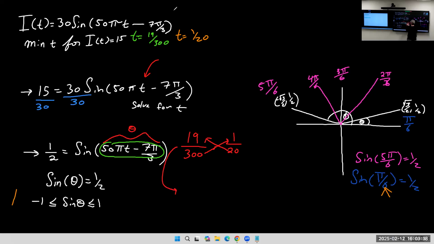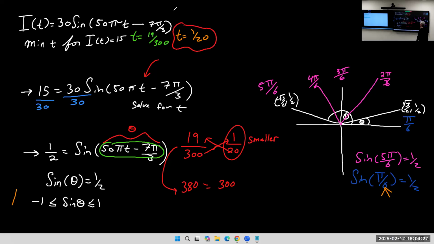So 19 times 20, well, that's almost 20 times 20, but it's not. It would be 400, but we subtract another 20 and that gives me 380. And then 300 times 1 is 300. So it looks like this one is the smaller one. And that's actually what the question was asking us, which was what was the smaller value? And that corresponded with pi over 6. So even though we get the same output, it asks for the smaller value of t. So I would go with 1/20.